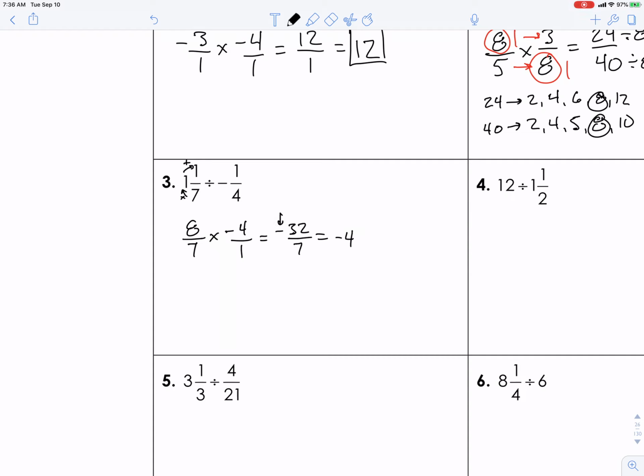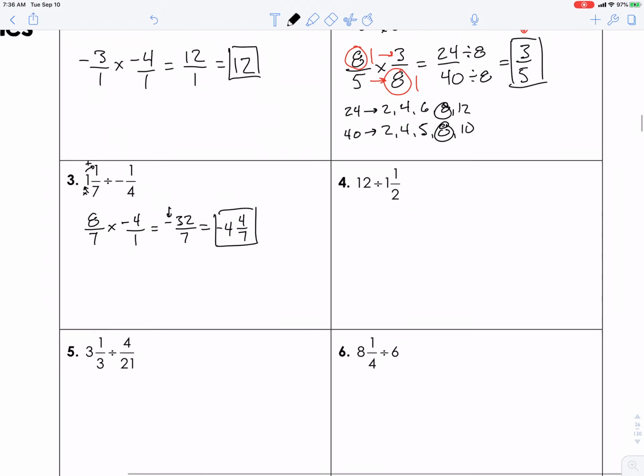That negative moves out to the front to the whole number. And if I take 28 out of 32, I'm left with 4 sevenths. Okay? So that is my final answer. Number 4.